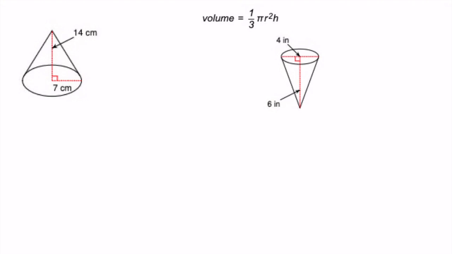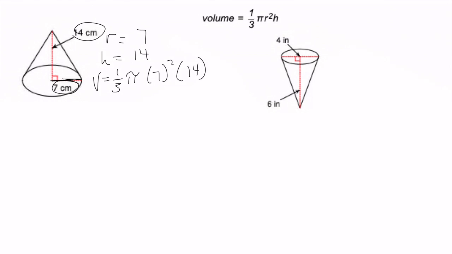So let's go ahead and look at these. So we're going to need our radius and our height. Our radius right here is 7 and a height of 14. So volume equals 1/3 pi times a radius of 7 squared times our height, which is 14. Plug all that in. We get a volume of 718.38 centimeters cubed.